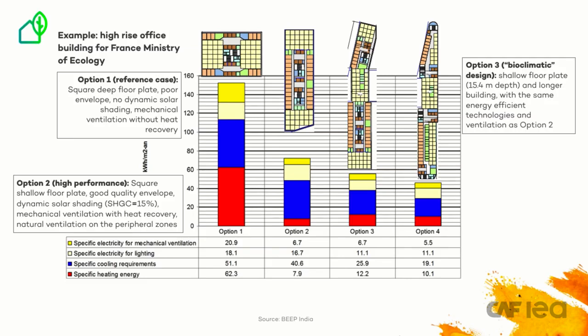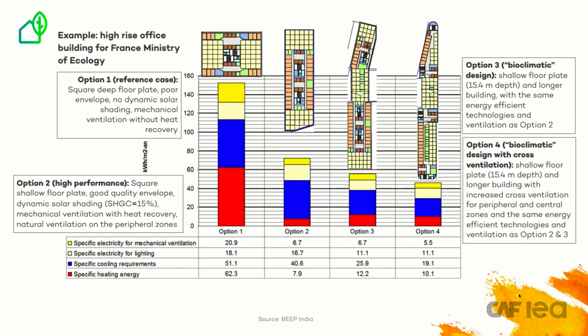It has incorporated the same energy-efficient technologies and ventilation as option 2. This option has significantly reduced the cooling energy demand. Note that the energy required for heating has increased, although the overall annual energy use is still lower.